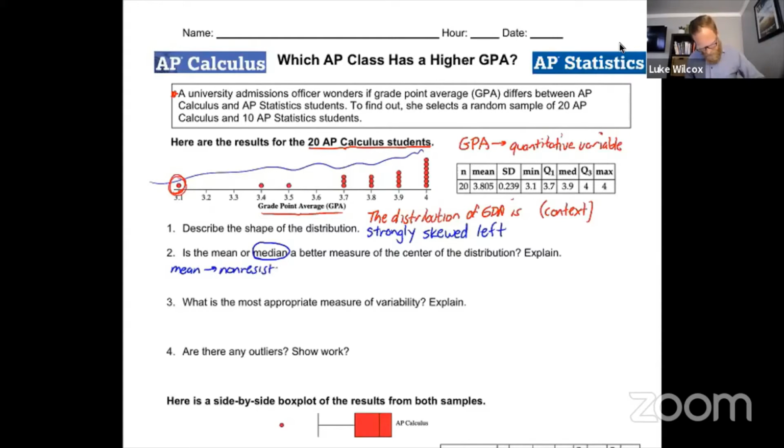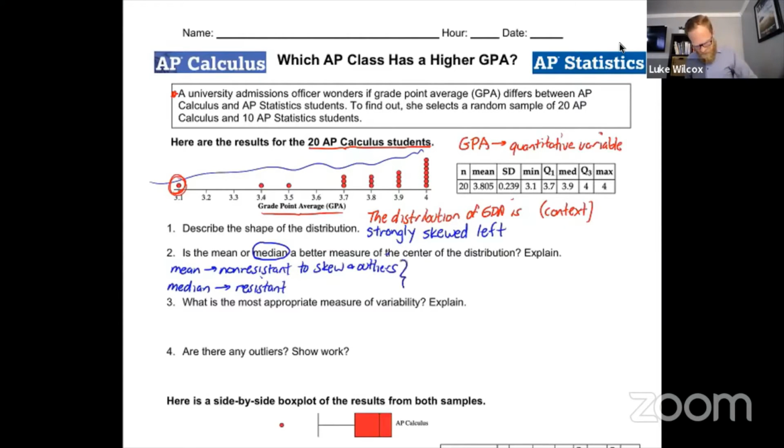And I'm going to say non-resistant to skew and outliers. In other words, those outliers on the left, that skew to the left, that's going to draw the mean down quite a bit because it is non-resistant. Whereas the median is much more resistant. So even with that outlier in there, the median is not going to change too much.